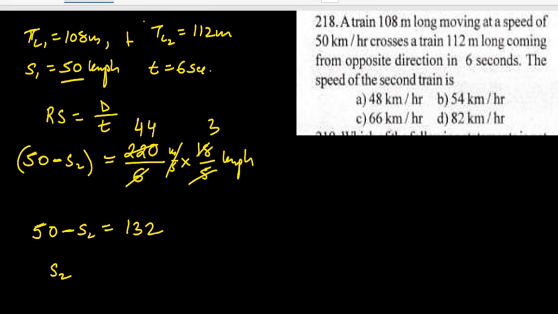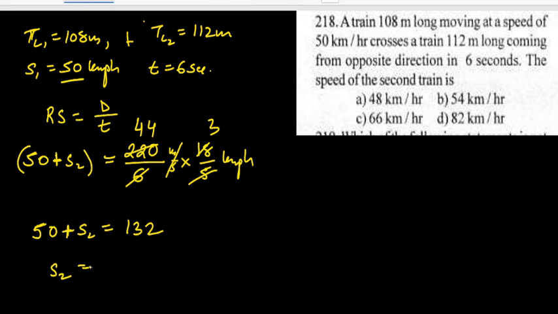Let me check once. Train length number 1 is 108 meter. Oh, relative speed should be addition, right? We have to add out here. I have subtracted, sorry. 6 seconds. So 112 is 220, 220 divided by 6, into 18 by 5 to convert it to kilometers per hour. 5 4s are 20, yeah, 44.